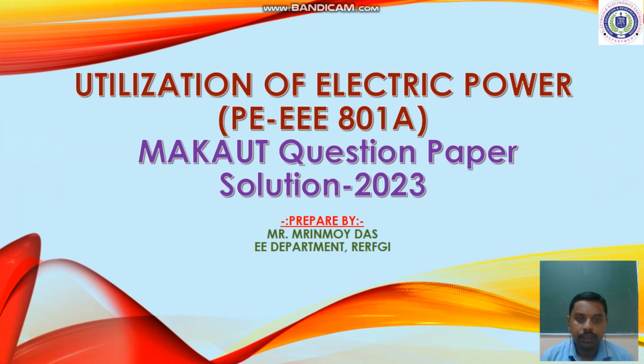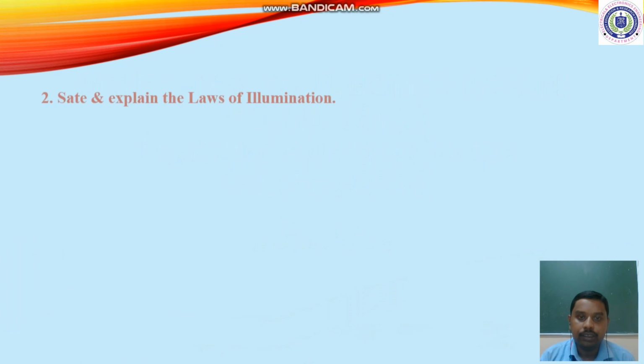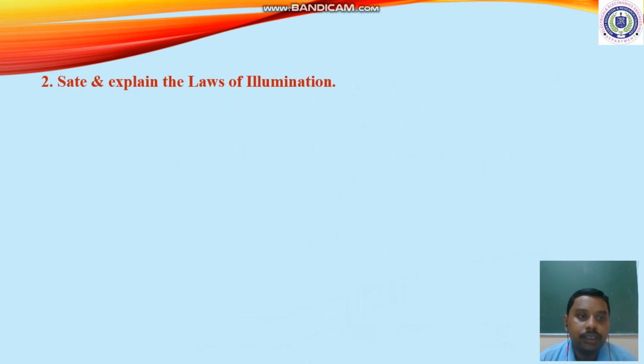Hello everyone. In this video, we discuss the descriptive or essay type questions of the 2023 MAKAUT question paper of the subject Utilization of Electric Power of the Department of Electrical and Electronics Engineering. So, the first question is: state and explain the laws of illumination.